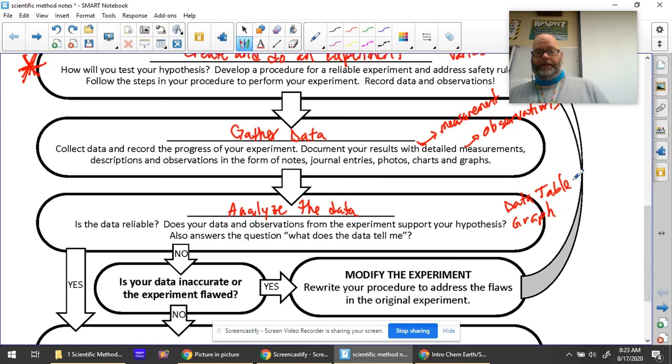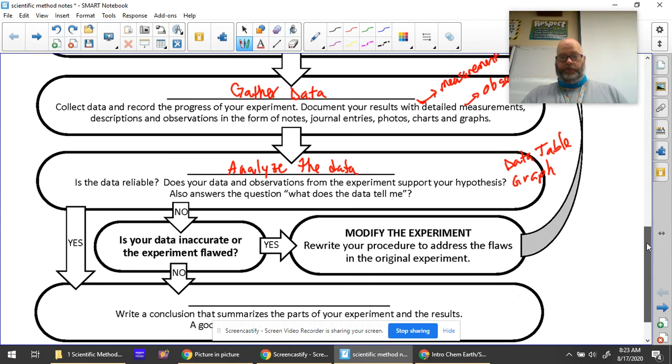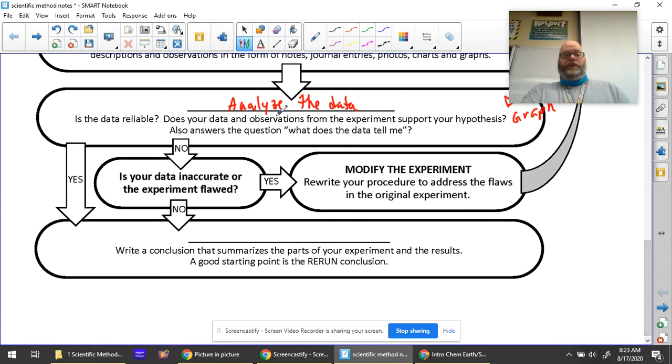Okay, so you're gathering data, you're analyzing data, and now you're going to begin to build a conclusion. You're going to see what the results tell you. If the data is reliable, you move on to the conclusion. If it's not, if it's inaccurate, if you figure out something about your experiment that's flawed, then you'll modify the experiment and start it over. Okay, rewrite your procedure, trying to address those flaws.